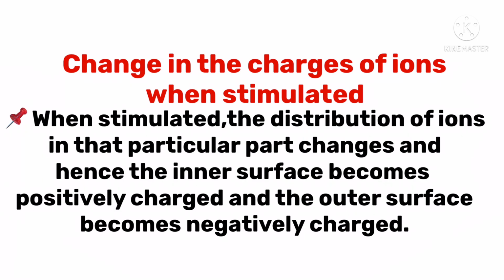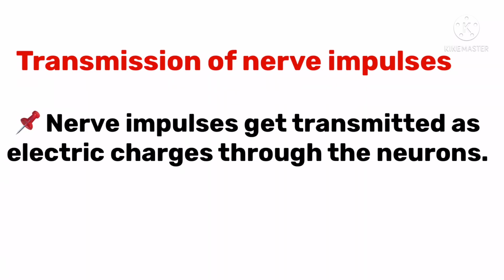Change in the charges of ions when stimulated. When stimulated, the distribution of ions in that particular part changes, and hence the inner surface becomes positively charged and the outer surface becomes negatively charged. Transmission of nerve impulses. Nerve impulses get transmitted as electric charges through the neurons.